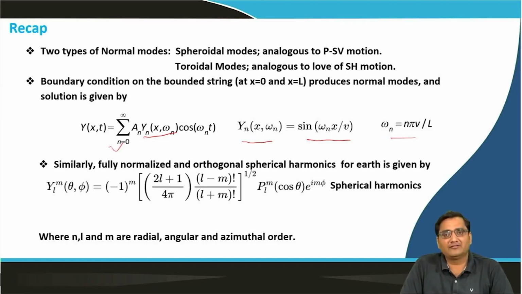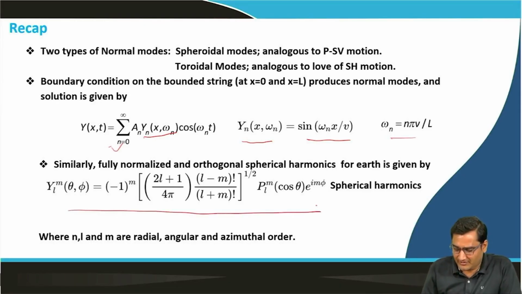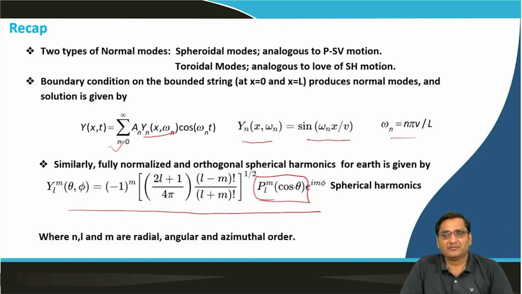Similarly, in the case of spherical harmonics, for defining the normal modes, the spherical coordinate system we can choose is the orthogonal coordinate system, in which we can define the spherical harmonics using this expression. This particular term is the Legendre polynomial we saw in the previous class, and e to the power i m phi defines the phase factor that may be associated with the waves.